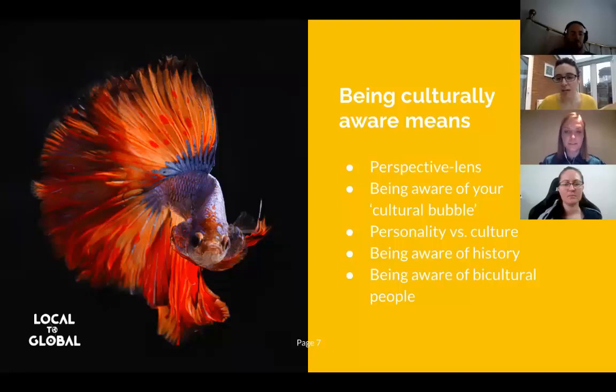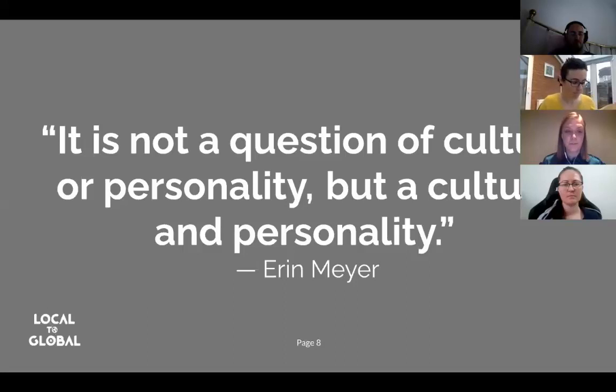And finally, being aware of bicultural people and even multicultural people is important. Just don't assume that everyone fits in the same box. So when we talk about being culturally aware, we need to make sure that our perspective of a different culture might be a generalization. I think Erin Meyer summarizes this beautifully by saying it's not a question of culture or personality, but of culture and personality.